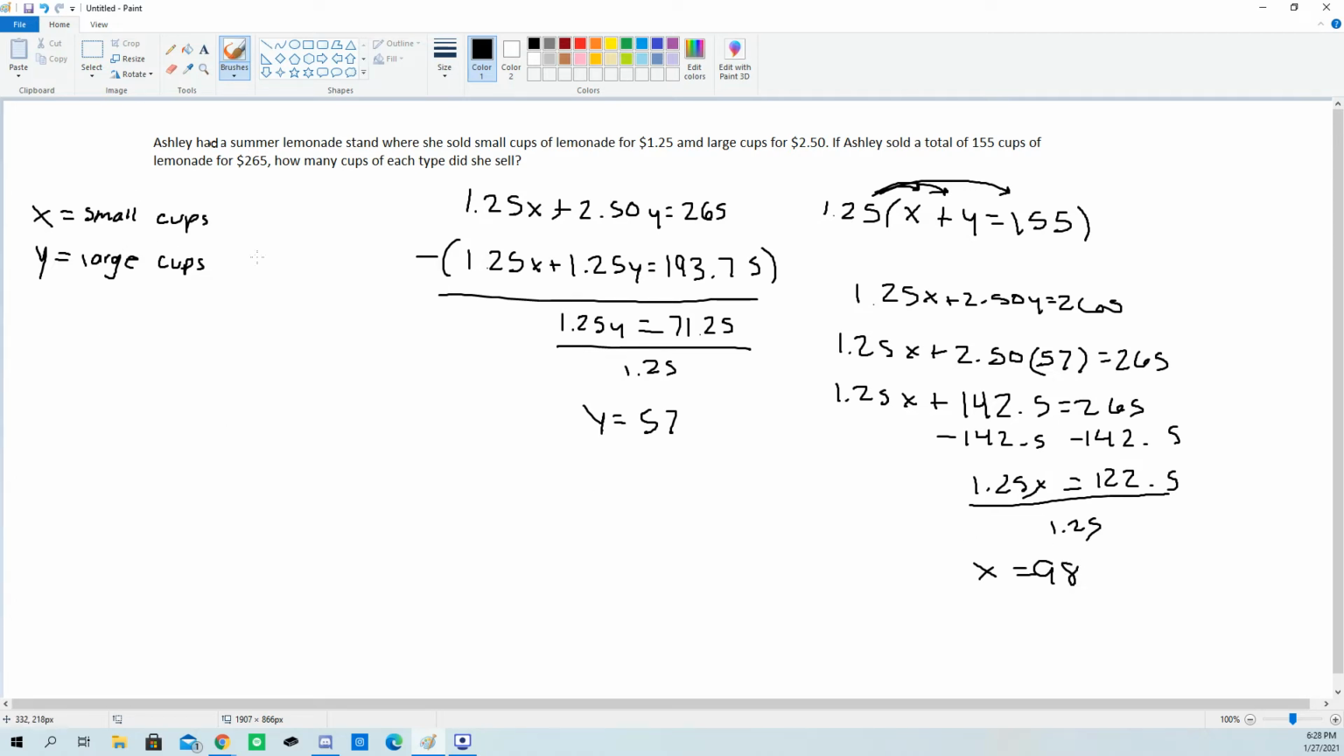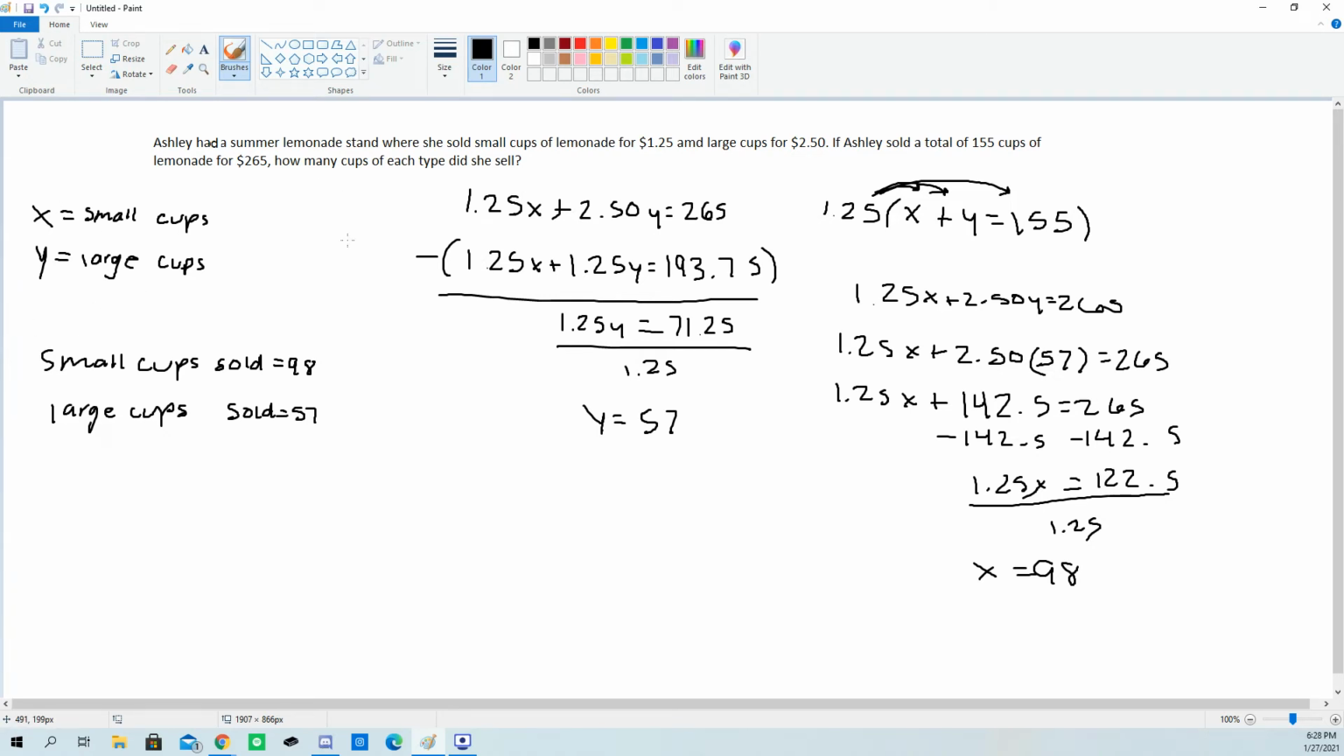So then if we look back at our variables here, we see x equals small cups. So we can say small cups sold is 98, and large cups sold equals 57. That's just because we defined those variables at the beginning.